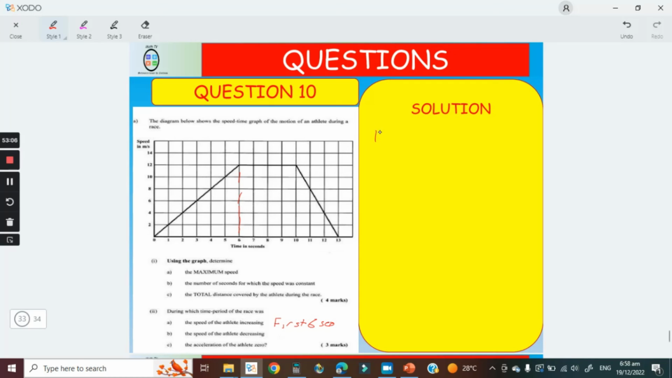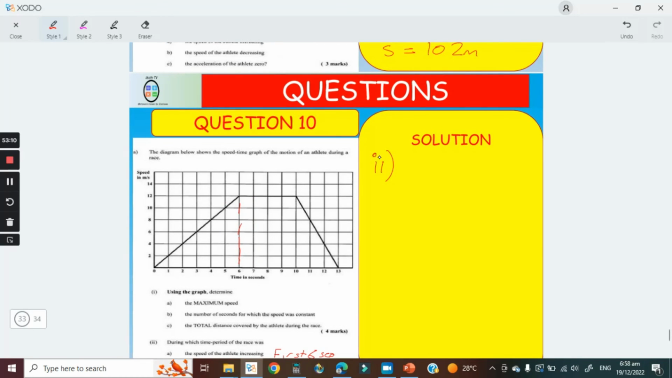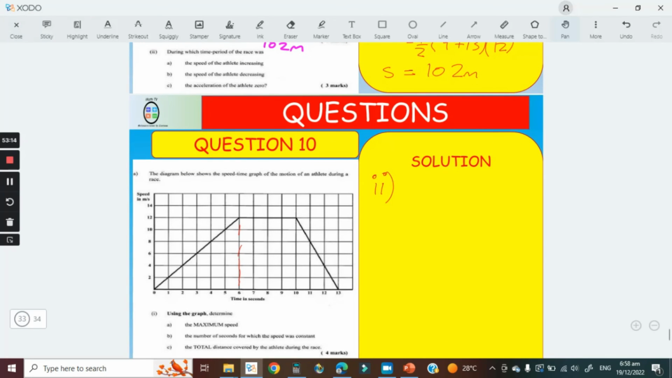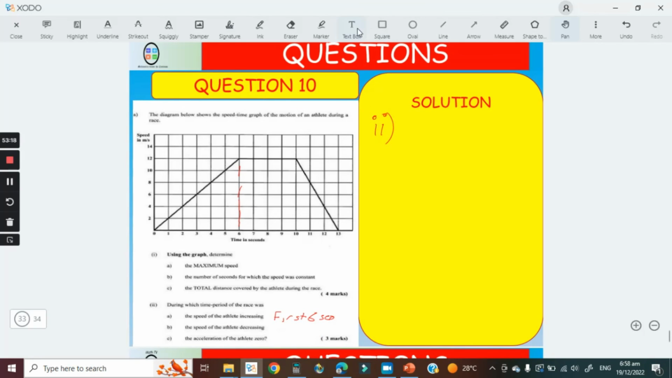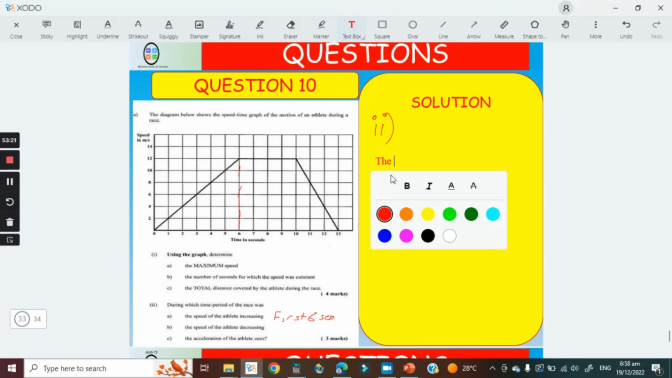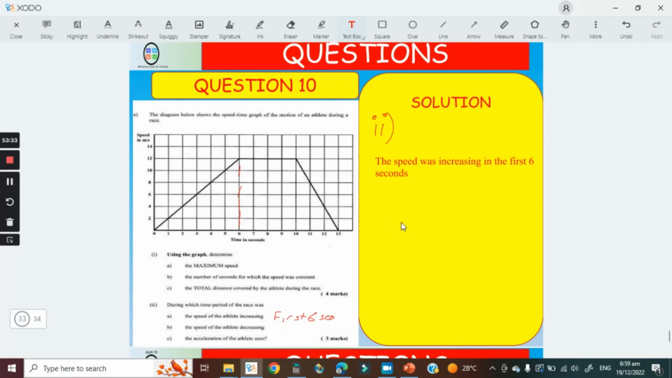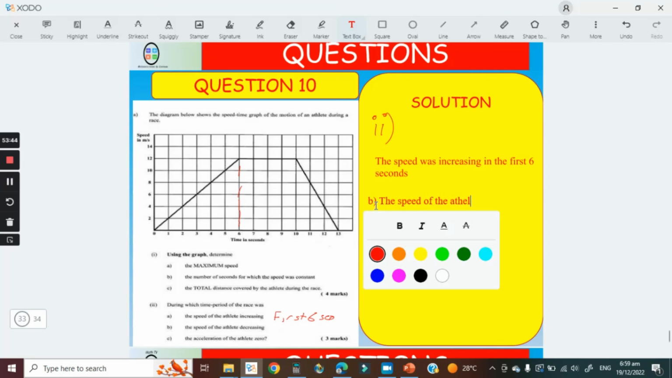So let me just label it then. Part 2A. Alright guys, this is what I can't bother with the mouse sometimes. So I'm just going to have to text it. So the speed was increasing in the first 6 seconds. Done. Bam. Now part B now, it says when was the speed of the athlete decreasing? The speed of the athlete was decreasing from 10 seconds to 13 seconds.